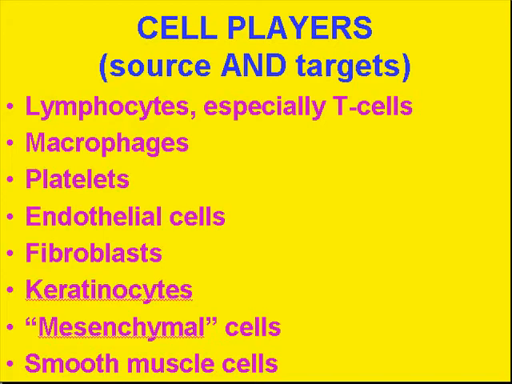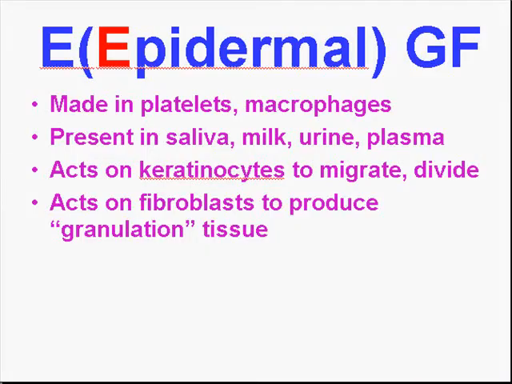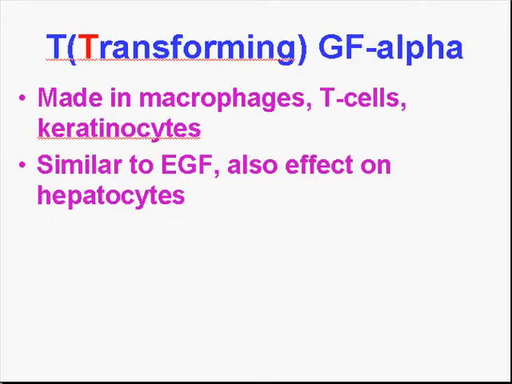Let's talk about the first one, epidermal growth factor, made by platelets and macrophages, to cause epidermal cells, basically keratinocytes in the skin, to migrate and divide. They also act on fibroblasts to produce granulation tissue. So even though we called it epidermal growth factor, because that's how it was discovered first, it can also act on non-epidermal or mesenchymal or stromal cells called fibroblasts to proliferate as well.